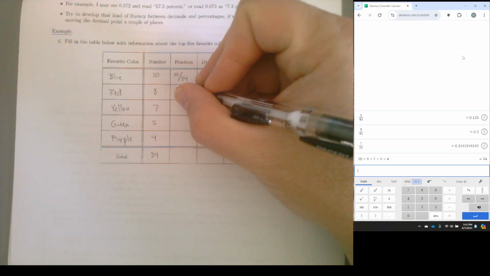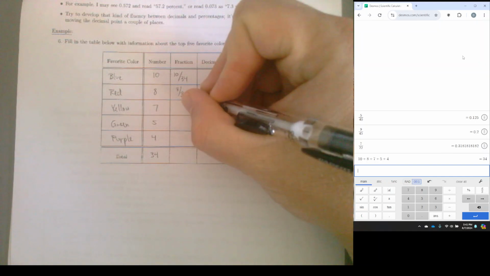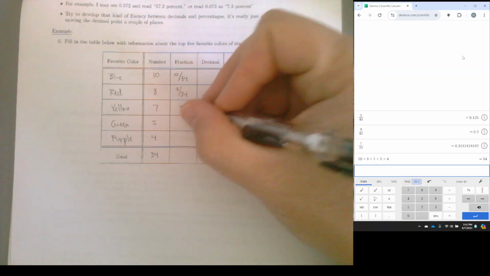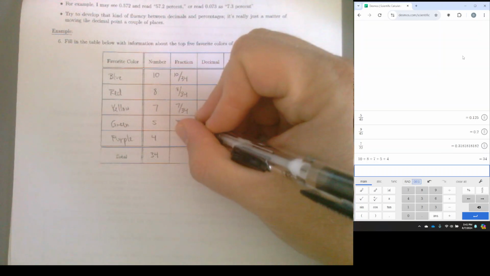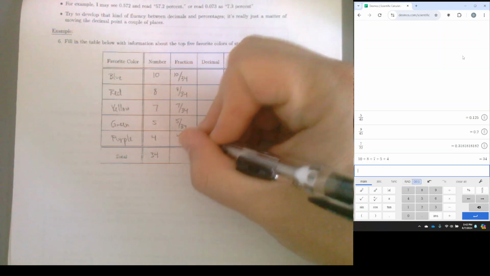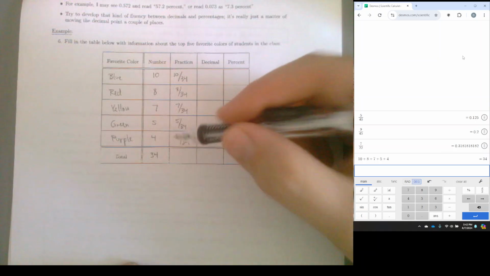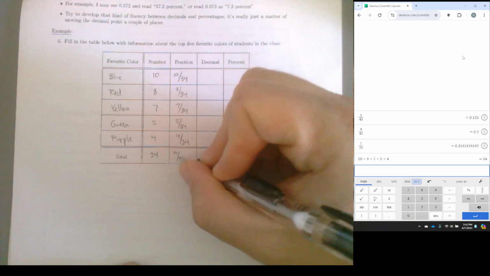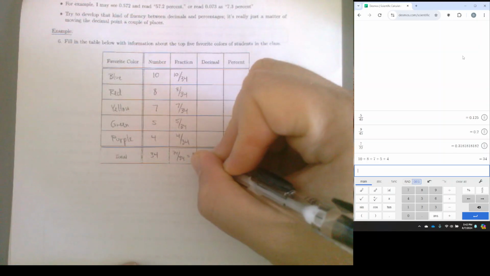And now to find the fraction of the class that liked blue, I would say, well, 10 people in the class liked blue out of 34 people in the class. So the fraction will just be 10 out of 34. For red, 8 out of 34 people liked red. And for yellow, it was 7 out of 34, and so forth. Now, it should be the case that when I add these up, I get 34 out of 34, which is just equal to 1. We can verify that in the Desmos calculator, right?